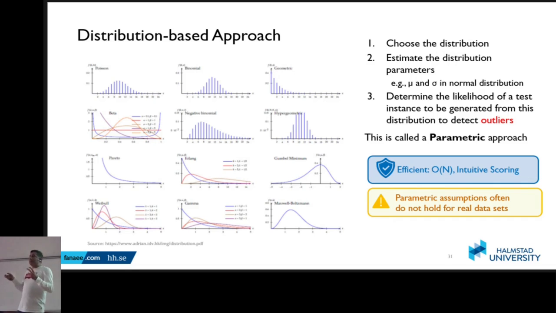This is called a parametric approach. If you see somewhere in machine learning or data mining that they say non-parametric or parametric, it's because of this: you estimate the parameters of a known distribution. So this approach is efficient, it's linear. The scoring is intuitive, it's a probability. Everyone knows probability, 5%, 1%, 0.1% is intuitive.